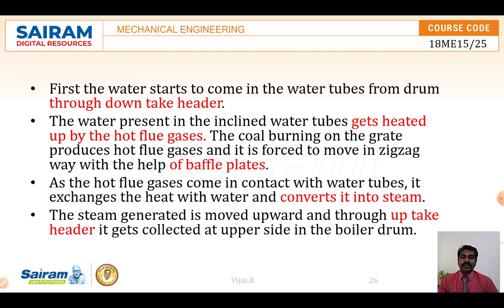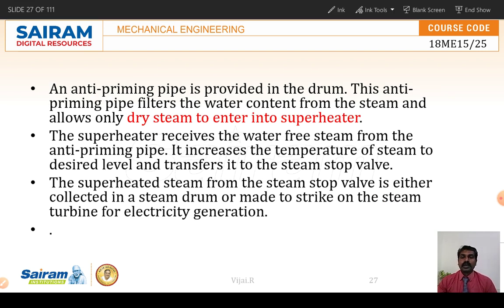These hot flue gases come in contact with the water tubes and convert the water into steam. This is again what we are saying, the working principle. The steam is generated upward and, through the uptake header, settles in the top. So the dry steam enters into the superheater.